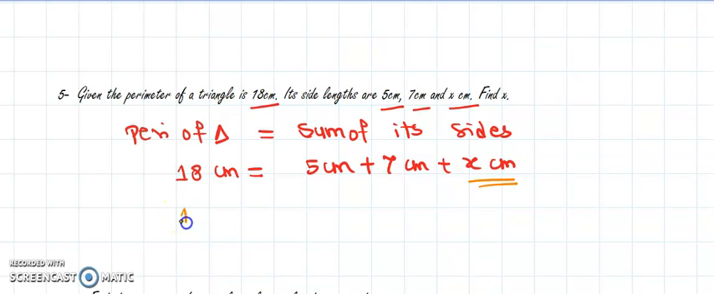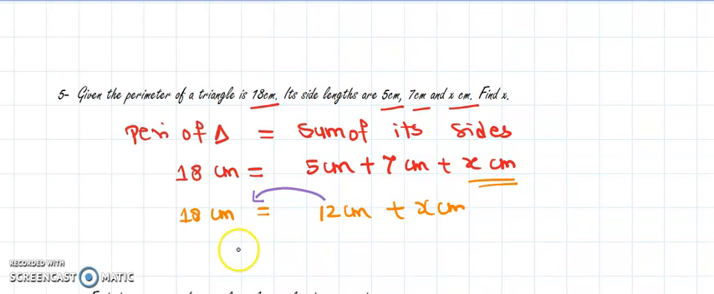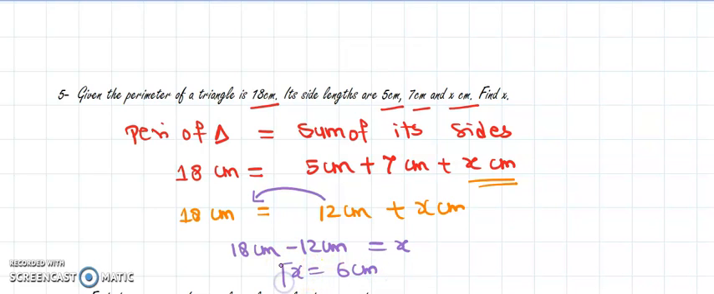So what we will do, 18 remains the same. Let us add the 5 and 7. It will become 12 centimeter plus x centimeter. Now the next thing is that you have to transpose this 12 to this side. Positive will become negative. So 18 centimeter minus 12 centimeter is equal to x. So as you will subtract, you will find out the value of x as 6 centimeter. So we have obtained the value of x, another type of question.